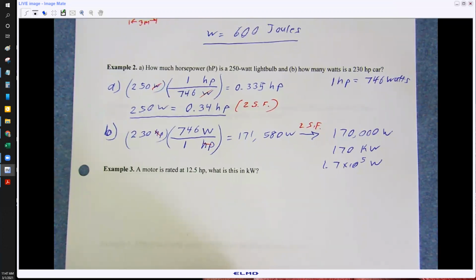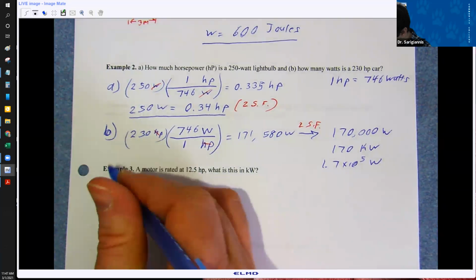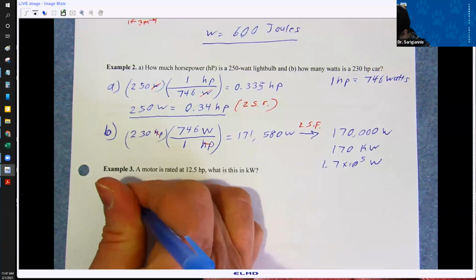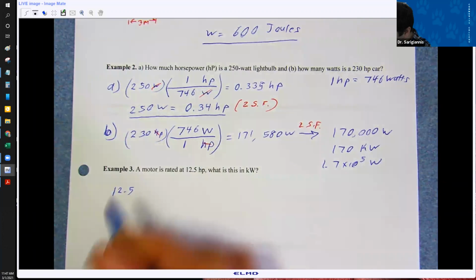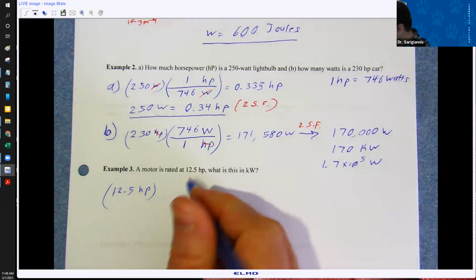All right, here's another one. A motor is rated at 12.5 horsepower. What is this in kilowatts? So we just did an example similar to this, but now we've got horsepower and we're going to report it in kilowatts.